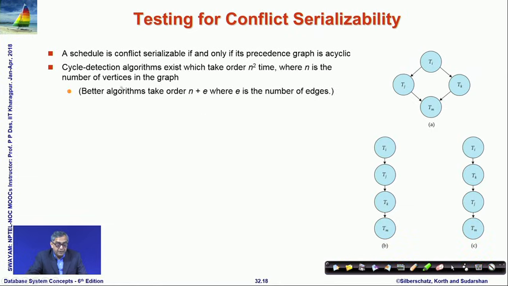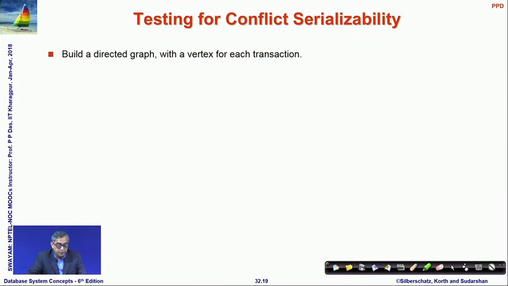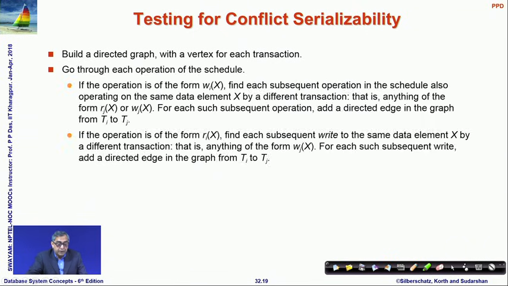These are details of the algorithms. Cycle detection can be done very easily, either in n squared time in a simple manner, or in n plus e time, where e is the number of edges. If the precedence graph is acyclic, the serializability order will be obtained by simple topological sorting. I am not discussing what these algorithms are; I would expect that you know. If you do not, please look up an algorithms book. To test for conflict serializability, the steps will be: build the directed graph, then go through each operation of the schedule, look at each operation, read or write.